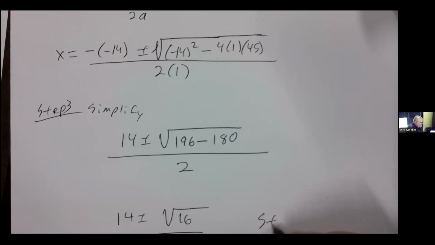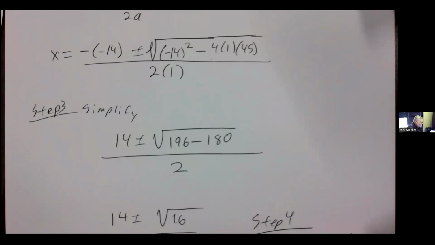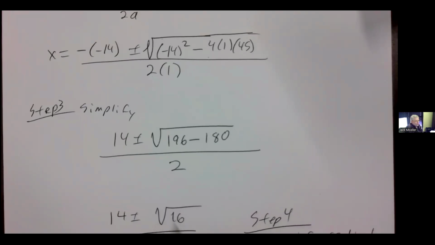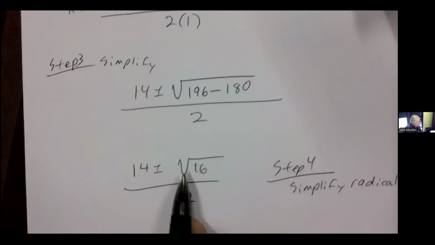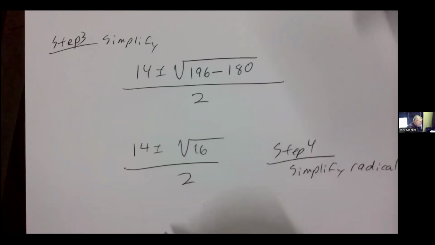So now step 4, once you get down to here, is simplify your radical. Once you get it down to a single number, simplify that. Okay? Which in this case, the square root of 16 is 4. So we get 14 plus or minus 4 over 2.